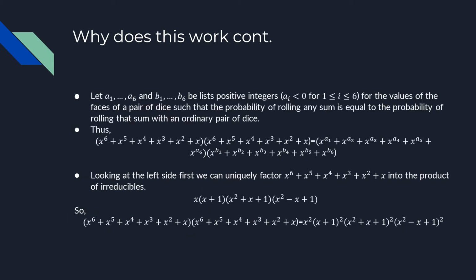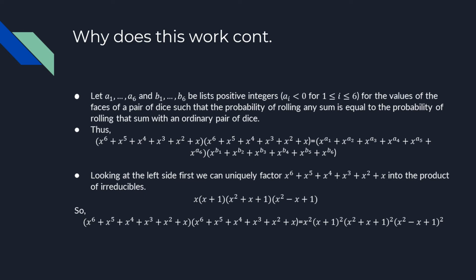So now let a sub 1, a sub 2, a sub 3, all the way up to a sub 6, and b sub 1, b sub 2, up through b sub 6, be lists of positive integers. So they're all going to be greater than 0.